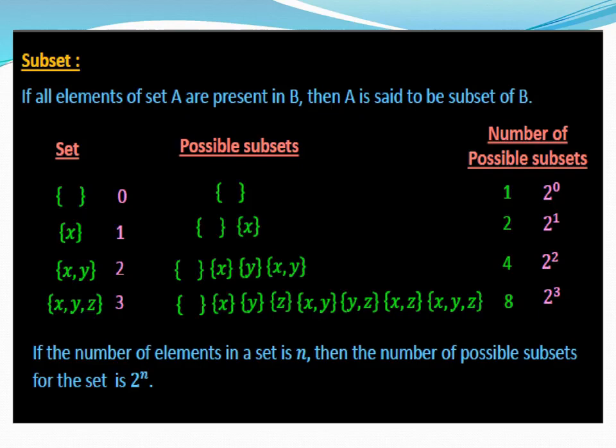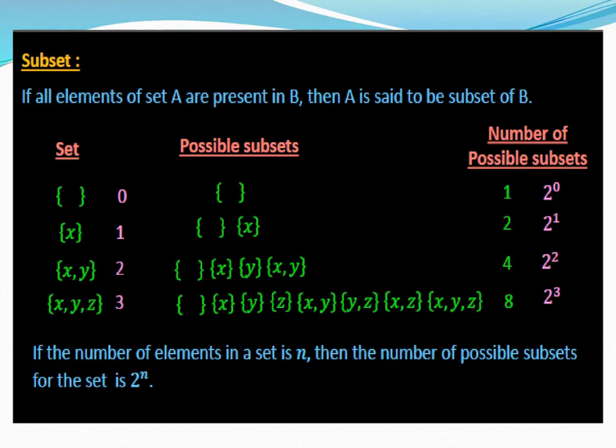Okay, now we take the first one. If we don't write any elements between the braces, the set is called the null set. In the null set, how many elements are there? 0. So n equals 0, and you can write 2 power 0, which is nothing but 1. So the possible subsets are 1.